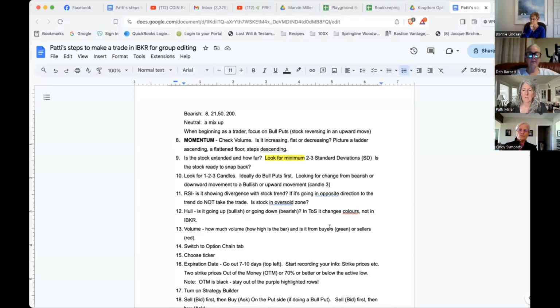Picture a ladder. And then the other thing is that if it's a green candle, all that means is that the market closes at a price higher than it started that day. Can I ask a question here? When we're saying check volume, are you talking about those bars at the bottom that are red and green? Yeah.